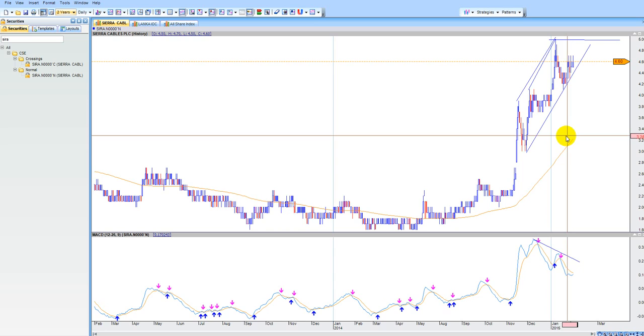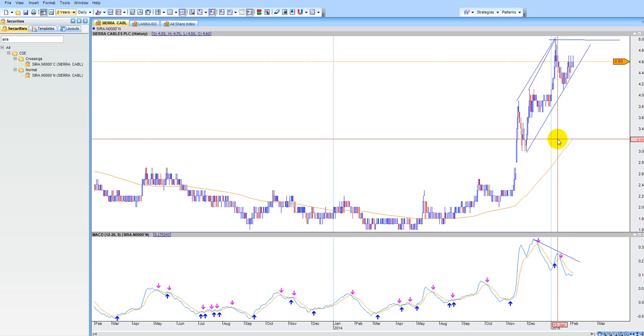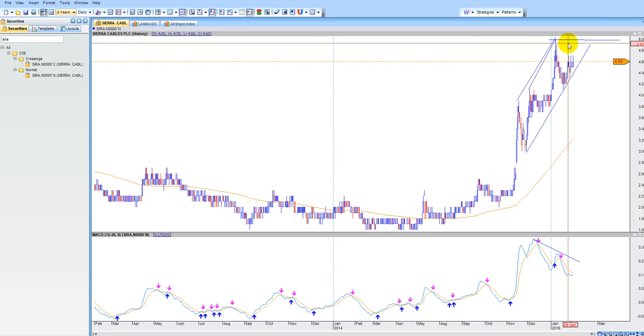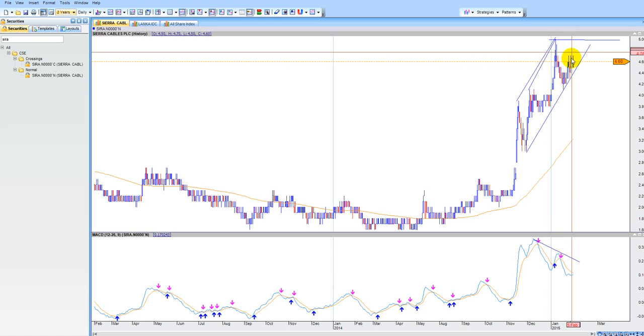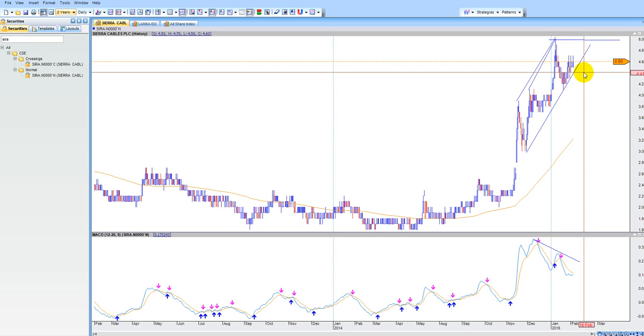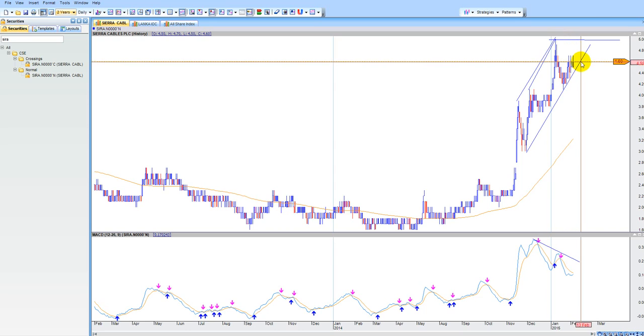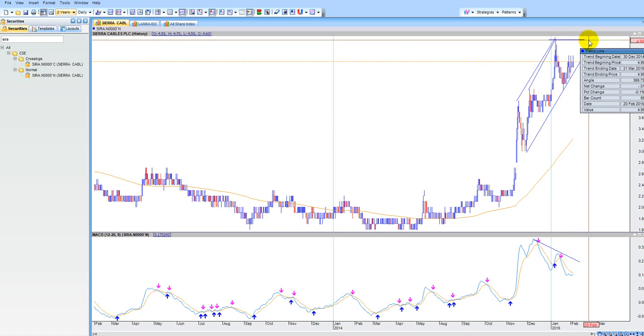I think that would be the most suitable decision right now. We are seeing a negative divergence. Any moment this could come down. We don't know for sure, so it's always good to watch the share. If you are interested in Sira Cables, watch this one to see whether it goes and breaks out over 5.